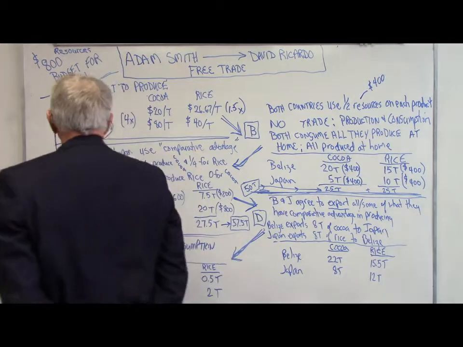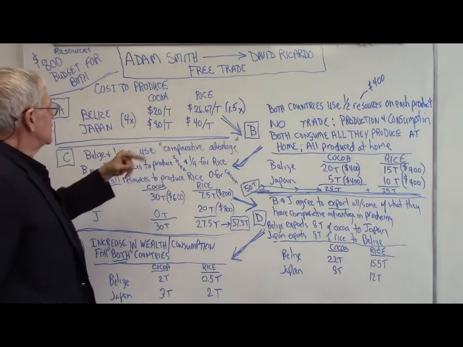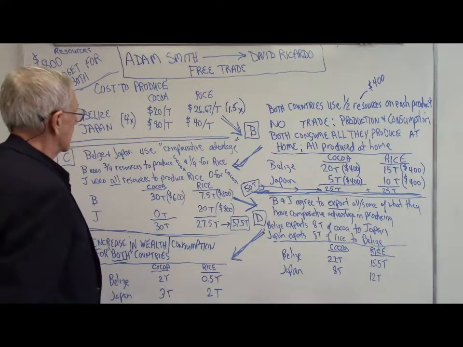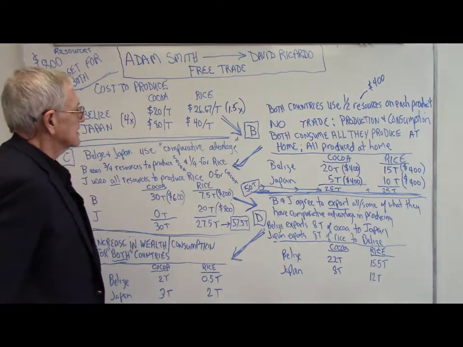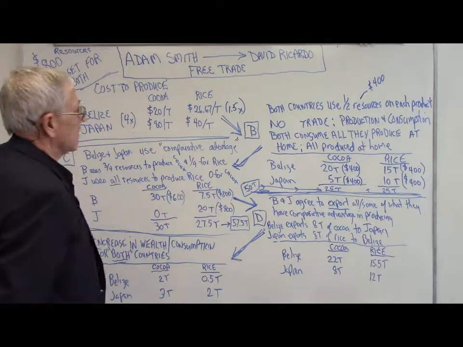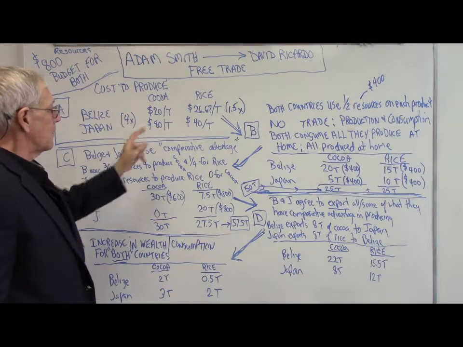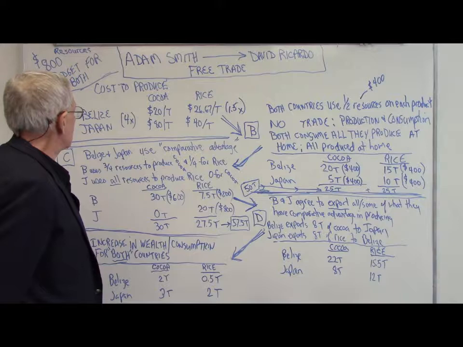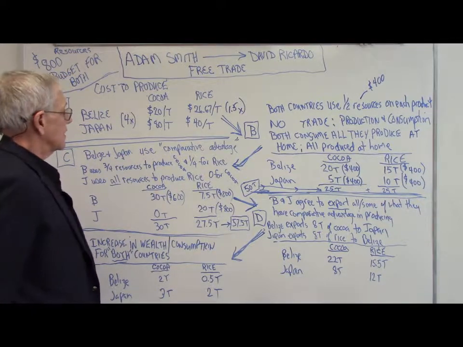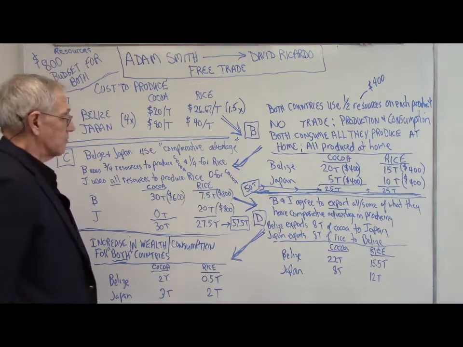Okay, the cost structure in Belize is, lo and behold, it costs them $20 a ton to produce domestically a ton of cocoa. It costs them $26.67 to produce a ton domestically within Belize of rice. Japan, on the other hand, it costs them a whopping $80 a ton to produce cocoa in Japan, and it costs them $40 a ton to produce a ton of rice in Japan.